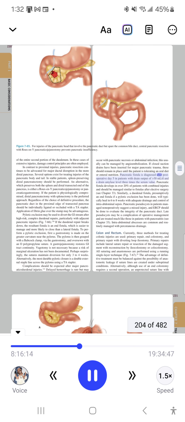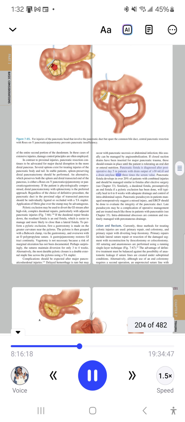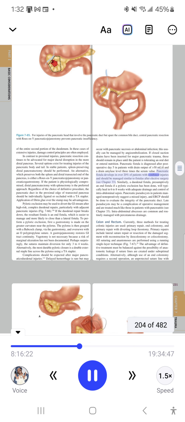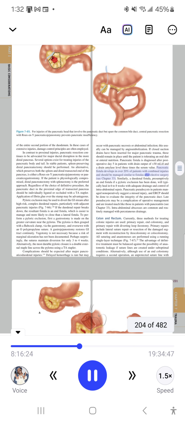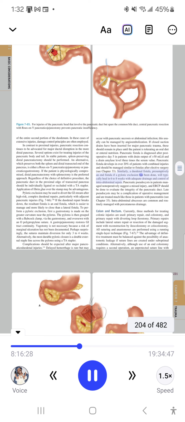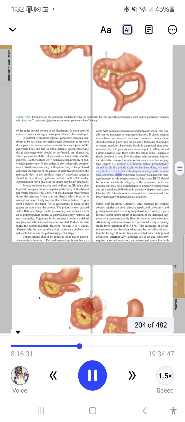Pancreatic fistula is diagnosed after postoperative day 5 in patients with drain output of 30 mL/day and a drain amylase level 3 times the serum value. Pancreatic fistula develops in over 20% of patients with combined injuries and should be managed similar to fistulas after elective surgery. See Chapter 33. Similarly, a duodenal fistula, presumptively an end fistula if a pyloric exclusion has been done, will typically heal in 6 to 8 weeks with adequate drainage and control of intra-abdominal sepsis.